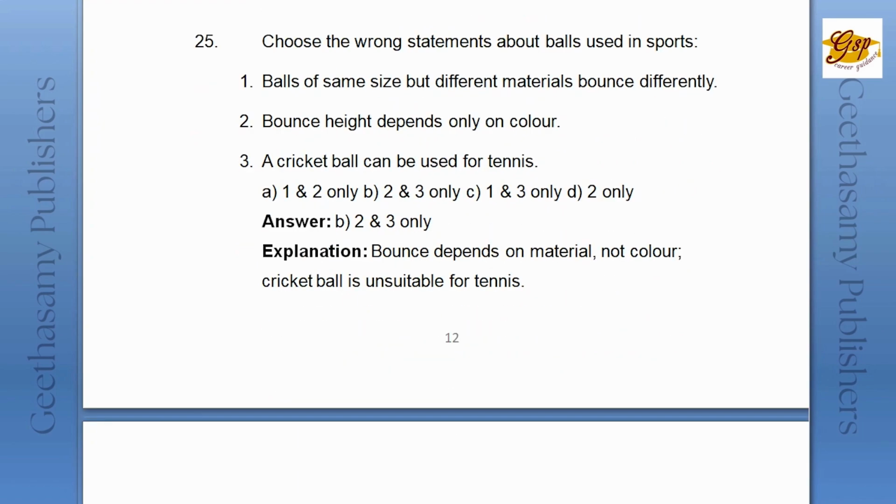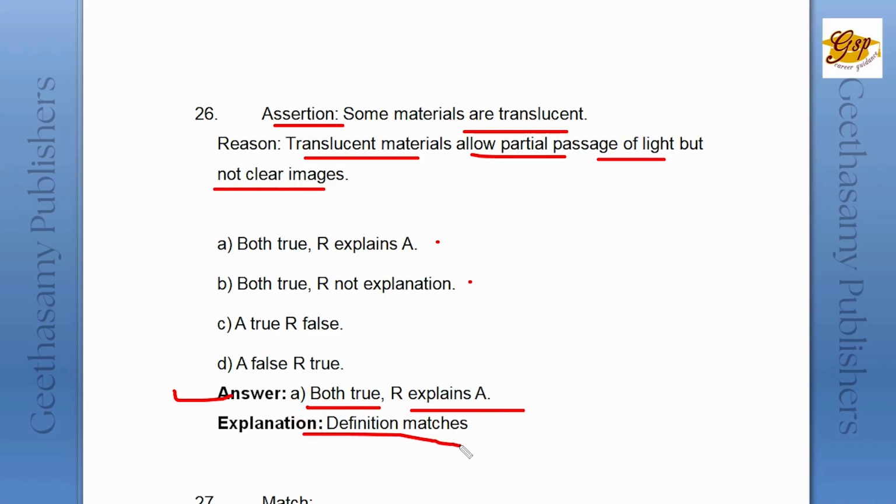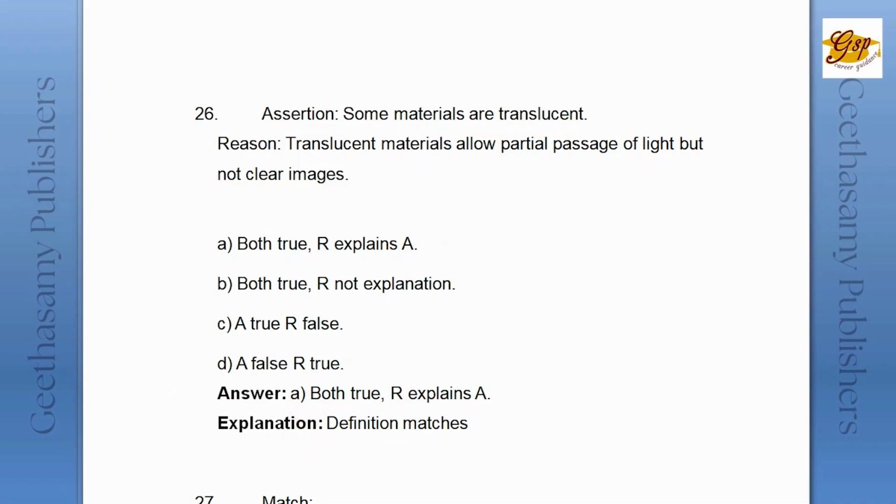Fine. Then 26th question. Assertion: some materials are translucent. Reason: translucent material allows partial passage of light but not clear images. So both are true and R explains A; both are true and R does not explain A; A true R false; A false R true. The correct answer is A, that is both are true and R explains A. So the definition matches. So that's the answer.